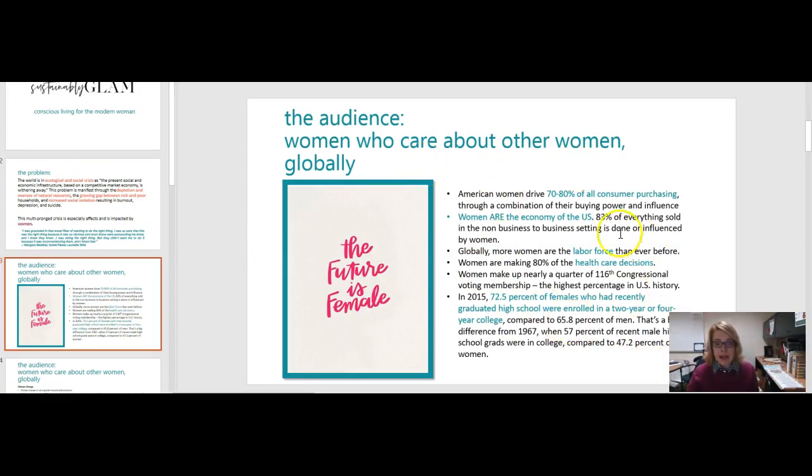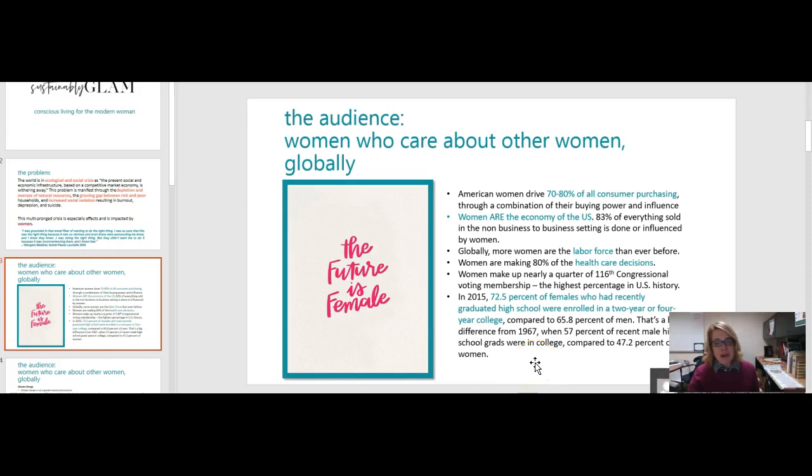And over here, I have all these positive things that are happening with women globally. You know, for example, women are making 80% of healthcare decisions. Women drive up to 80% of consumer purchasing in this globe. Women are the economy of the U.S. 83% of everything sold in the non-business to business setting is done or influenced by women.